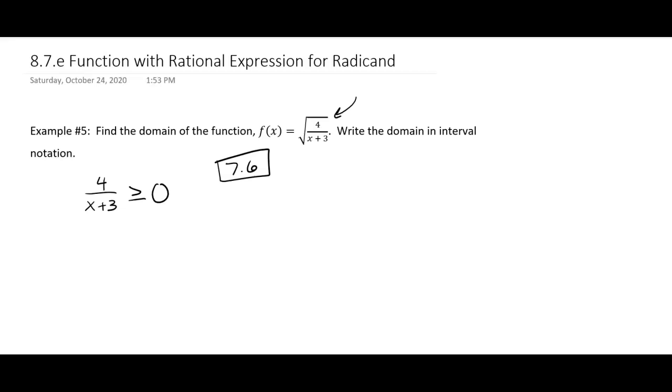Okay, so it's set to 0. That's a good thing. And then we think about when would the numerator equal 0? It's not going to, it's just a 4. But when would the denominator equal 0? At -3. So -3 is a boundary point. So you might remember that video. If not, go back and you can watch 7.6.